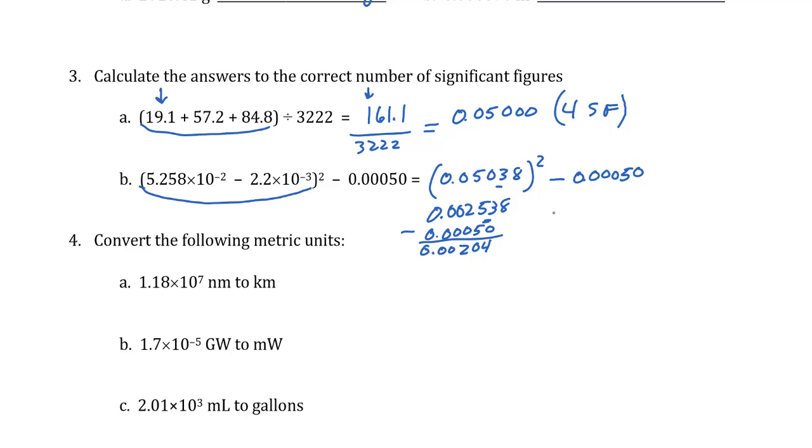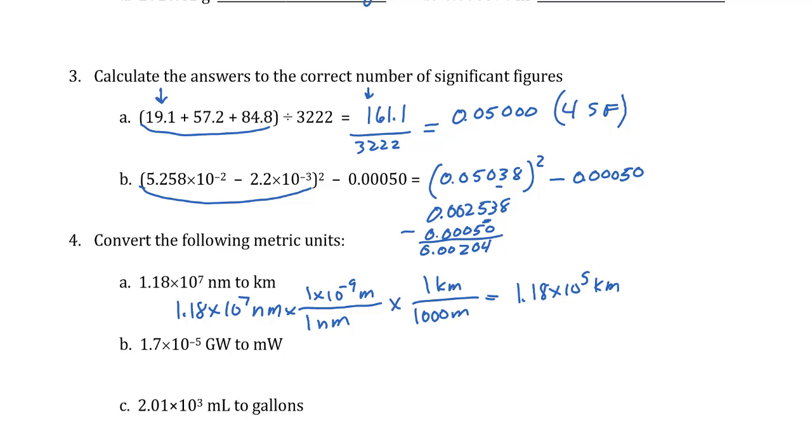In converting metric units, in terms of converting from nanometers to kilometers, I don't know a direct conversion from nanometers to kilometers. So I'll do the nanometers to meters first. And once I've done the first conversion, then I can convert to kilometers. And that should be 1.18 times 10 to the 5th kilometers.